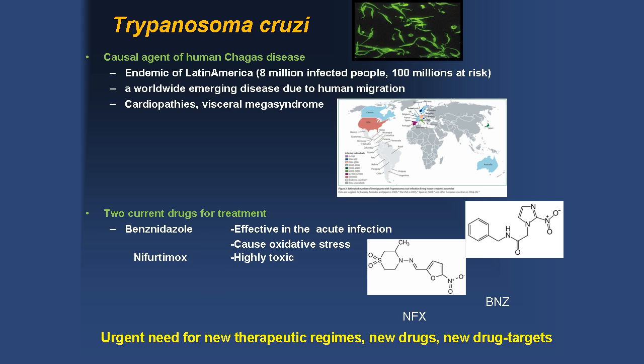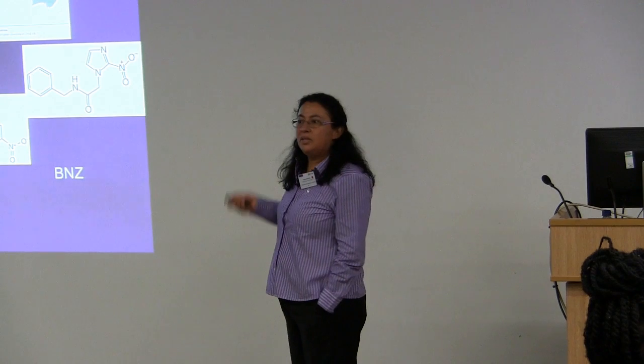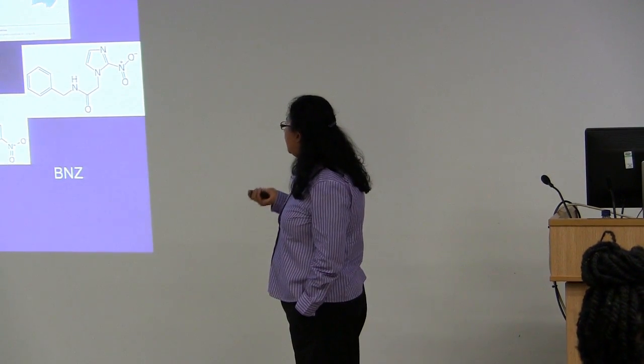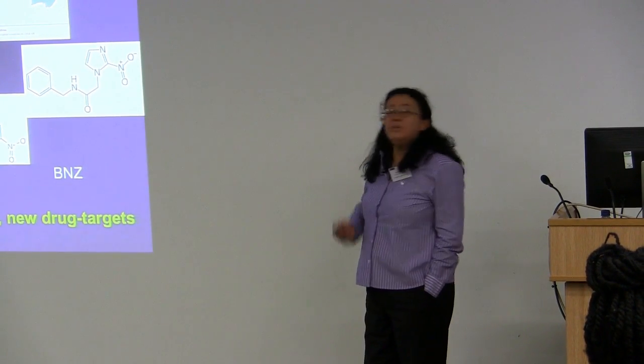This is a very severe disease which causes cardiopathies and visceral megasyndromes, and is often fatal to infected people. The current drugs to treat this disease are benznidazole and nifurtimox, and they have several inconveniences because they are effective only in the acute infection, and they are extremely toxic. They cause oxidative stress to the parasite and to the human cells. That's why there is an urgent need of new therapeutic regimens, new drugs, or new drug targets.